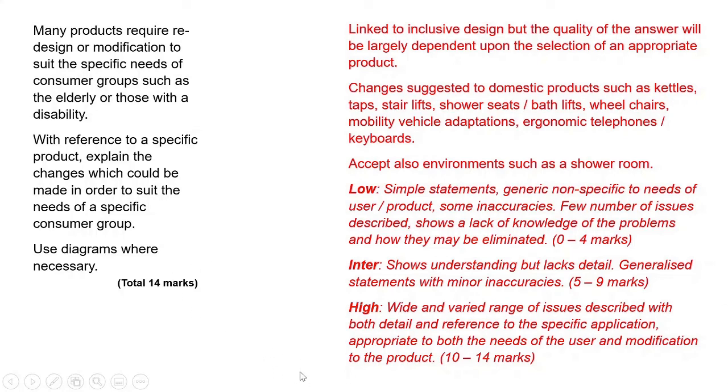So if we look at the high one, so wide and varied range of issues described with both detail and reference to specific application, appropriate to both the needs of the user and modification to the product. So basically, if we take the kettle, and okay, 7 points, but we'll take a couple of points just to explain the whole process. So with the kettle, if a kettle when it's full is quite heavy, that can put a lot of weight and a lot of pressure on someone's hand, on their wrist, on their forearm.